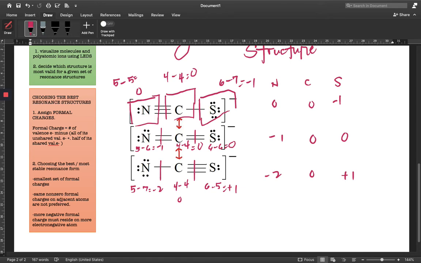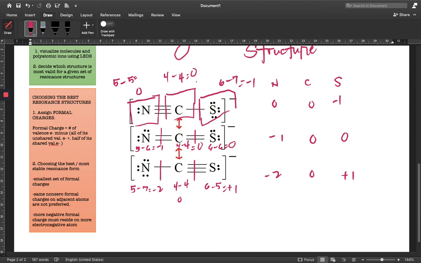Okay, so in here it is also fulfilled this second condition, that the same non-zero formal charges on adjacent atoms are not preferred. So we do not see any negative numbers being adjacent to each other. So more or less this has been fulfilled. And then the third one is that more negative formal charge must reside on the more electronegative atom. Okay, so that makes sense because it is hungrier for electrons. The negative formal charge must always reside on the more electronegative atom.